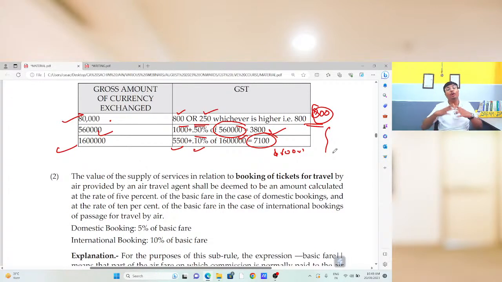If the bank is going to opt for the composition scheme, then there are also three slabs: up to 1 lakh rupees, above 1 lakh rupees and up to 10 lakh rupees, and above 10 lakh rupees. Up to 1 lakh rupees, 1% or 250, whichever is higher. Above 1 lakh rupees up to 10 lakh rupees, 1000 plus 0.50%. Above 10 lakh rupees, 5500 plus 0.10% of the total amount exchanged, but subject to a maximum amount of 60,000 rupees. That will be the value of supply in case of the banking industry.